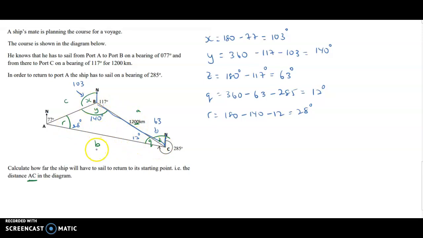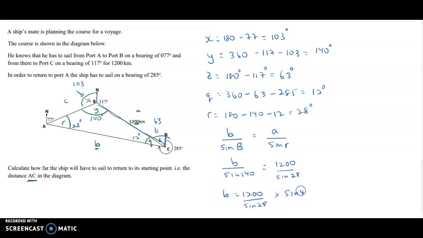So I just need to work out side B. So using sine rule, I go B over sine B. Now I have to use B because I need to find small b. What do I know? I know my value for A. A over sine of R I'll put. So I will get B over sine of 140 is equal to 1200 over sine of 28. Now sending everything over that I need to, and I hope you know this step by now, I will simply get B to be 1643 kilometers.